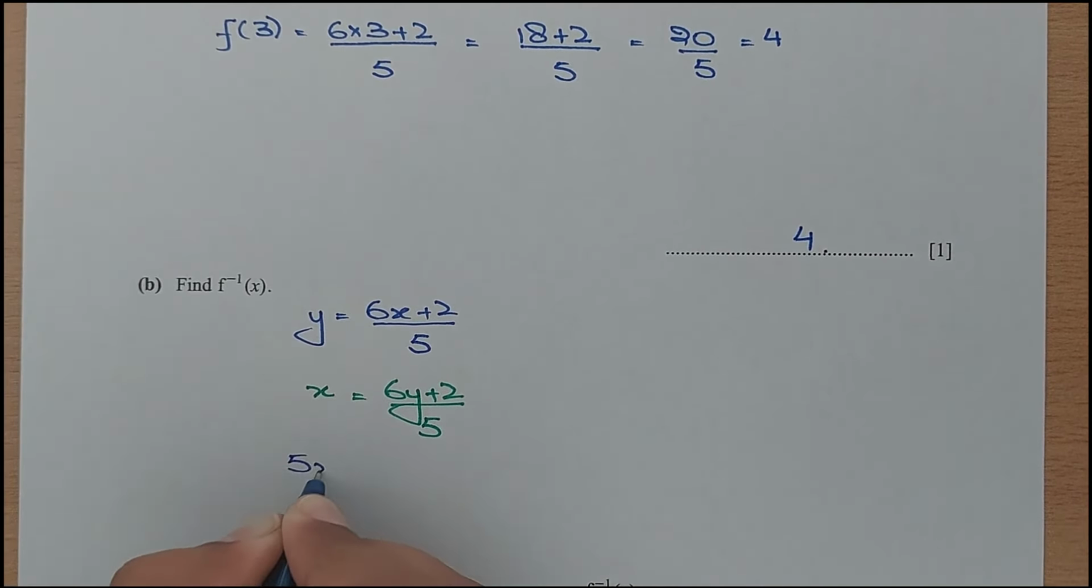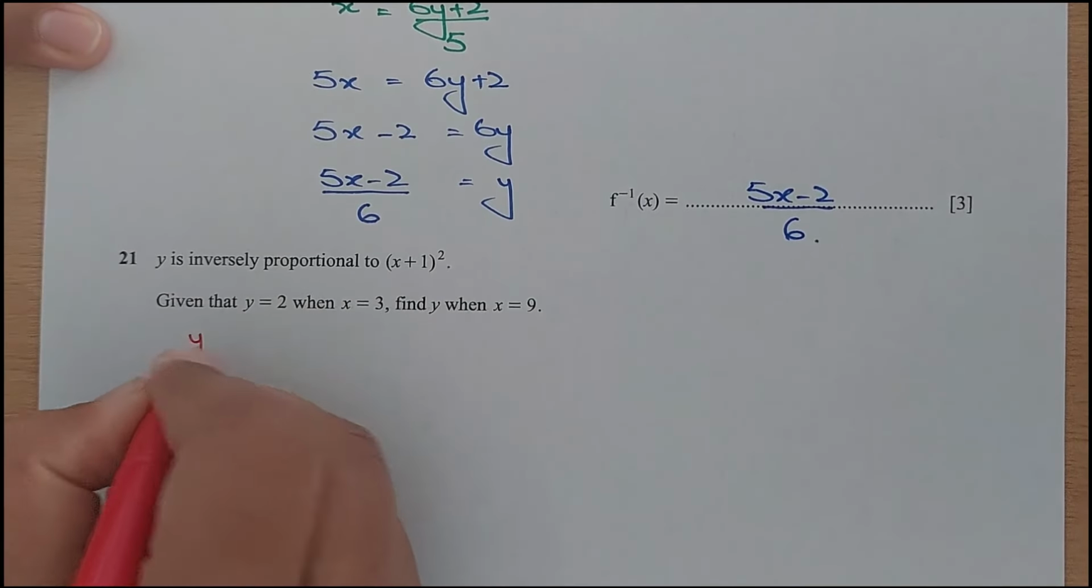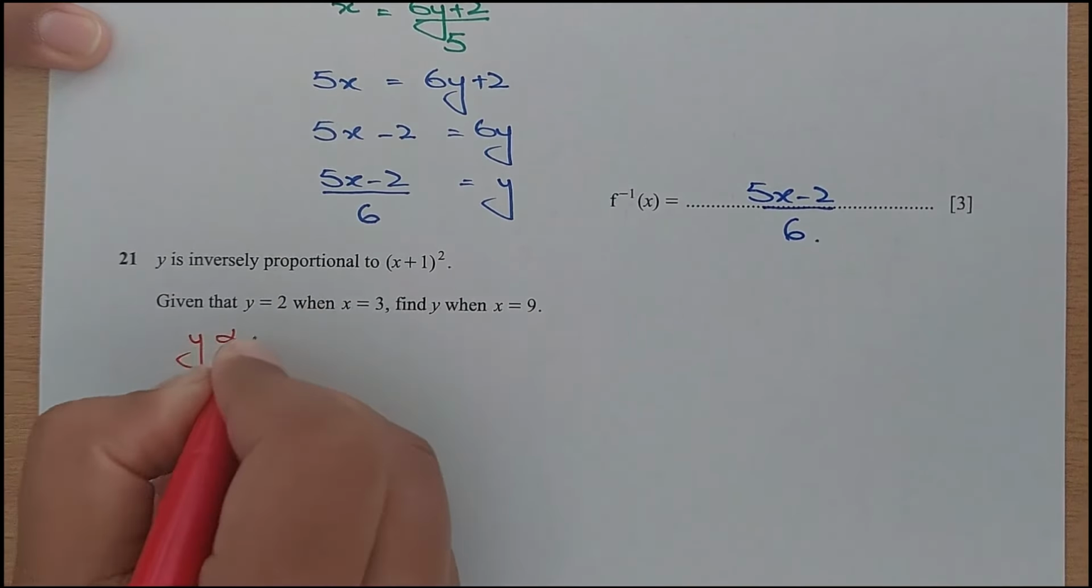Yes. Question number 21. y is inversely proportional to (x plus 1) whole squared. So it means y is proportional to 1 over (x plus 1) whole squared. So from here, y equals k over (x plus 1) whole squared. Given that y is 2 when x is 3, put y equals 2 at x equals 3. y is 2, x is 3 plus 1 whole squared.